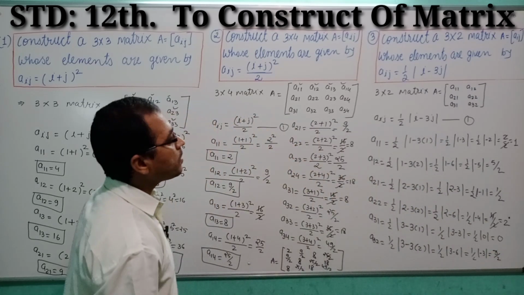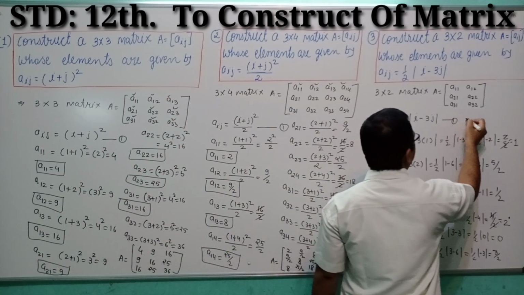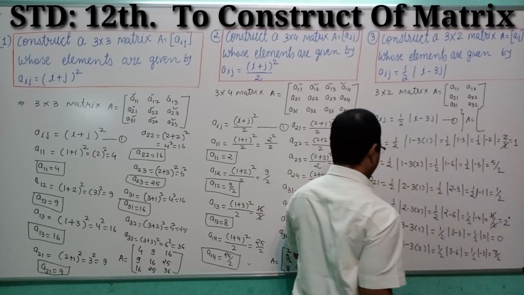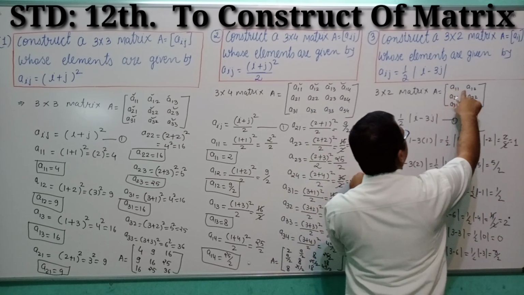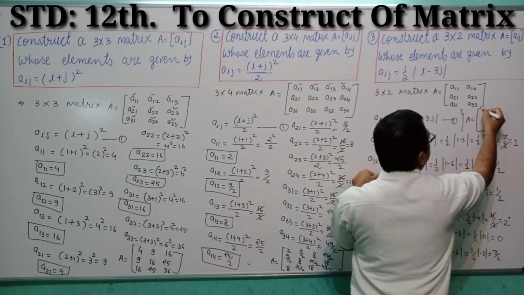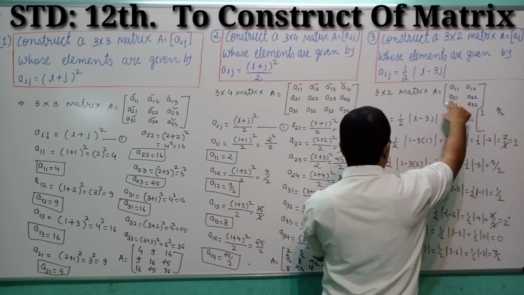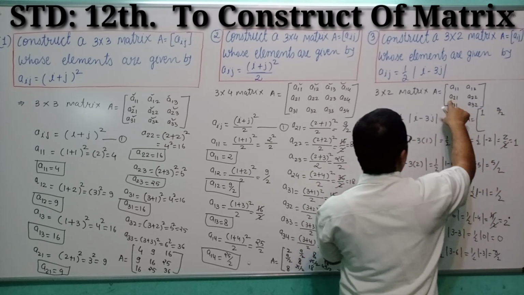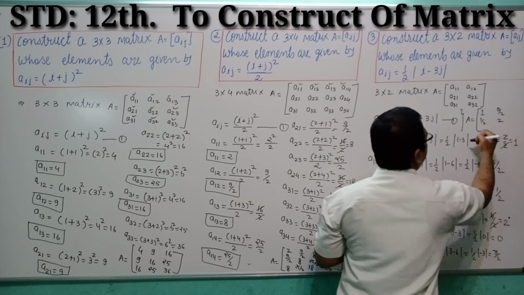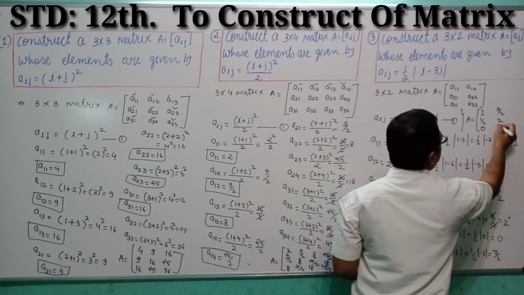Right, students? So the final matrix will be what? As per this equation A, write down all the values of elements A11, A12, A21, A22, A31 and A32. A11 is 1. A12, 5 by 2. A21, 1 by 2. A22, 2. A31, 0. A32, 3 by 2.